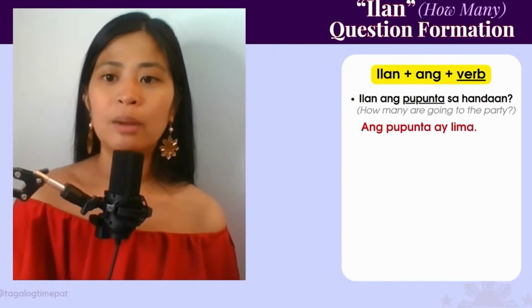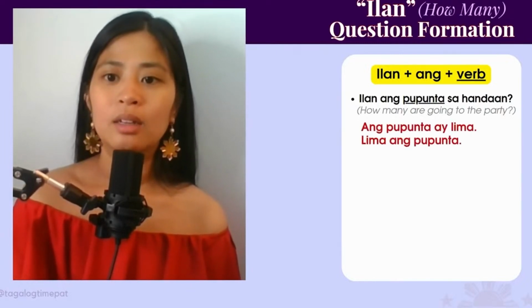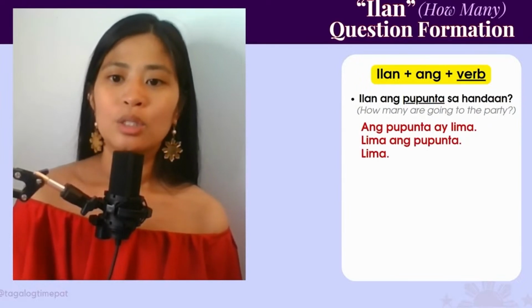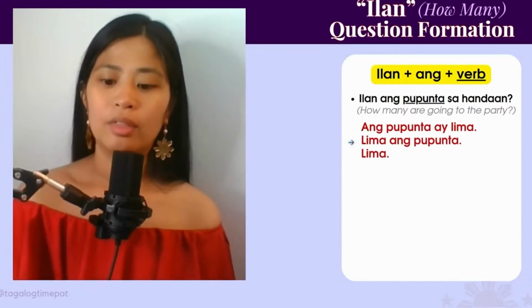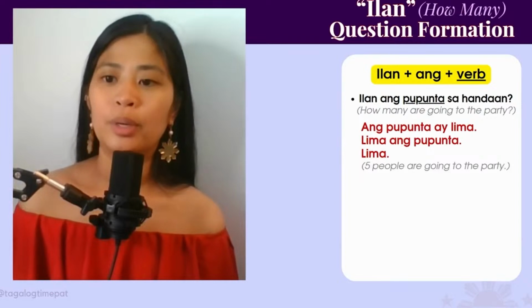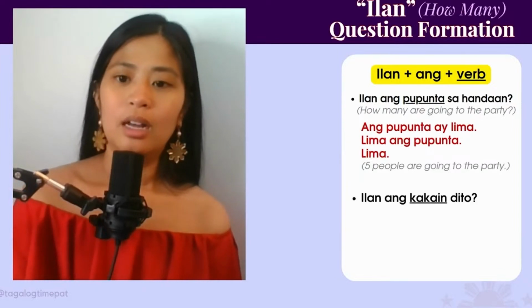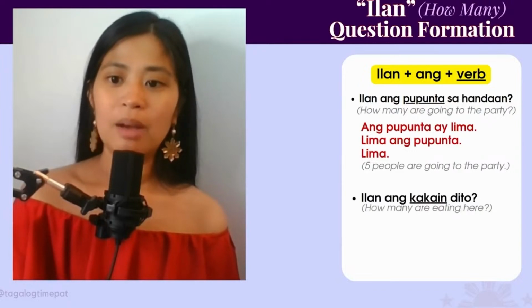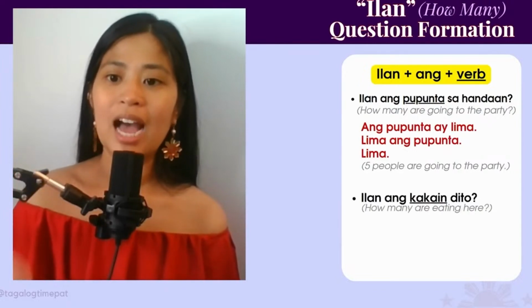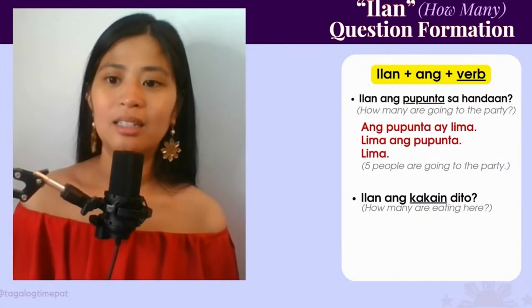The response is, ang pupunta ay 5 or 5 ang pupunta or 5. I would say the second one. 5 ang pupunta. 5 people are going to the party. Next example, ilan ang kakain dito? How many are eating here? Ilan ang kakain dito?